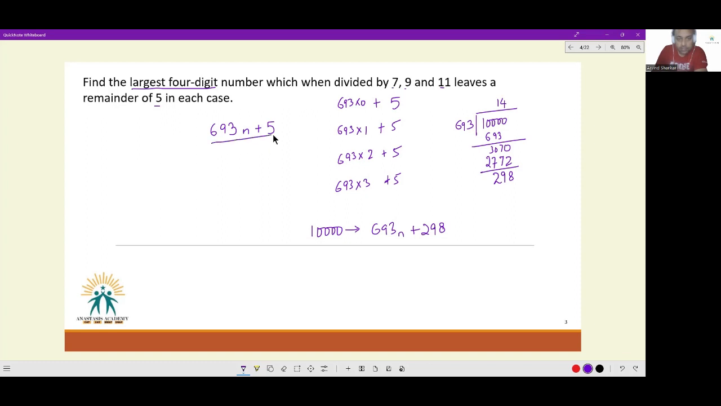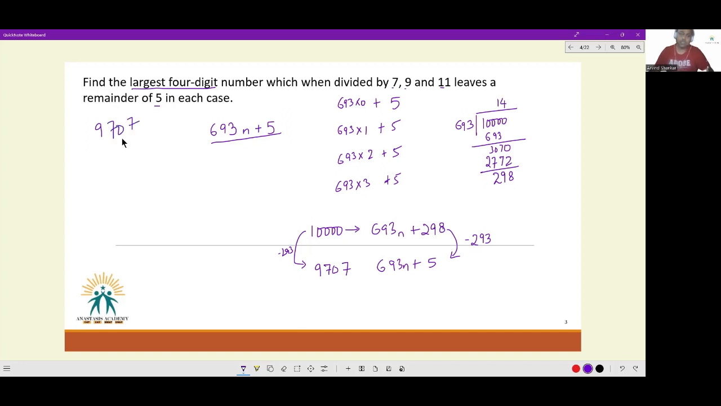But we need a number which is 693n plus 5. So in order to move to a 693n plus 5 kind of number, what do we need to subtract? We need to subtract 293. So let's subtract 293 from here, and we will reach 9707, which is the answer to this question.